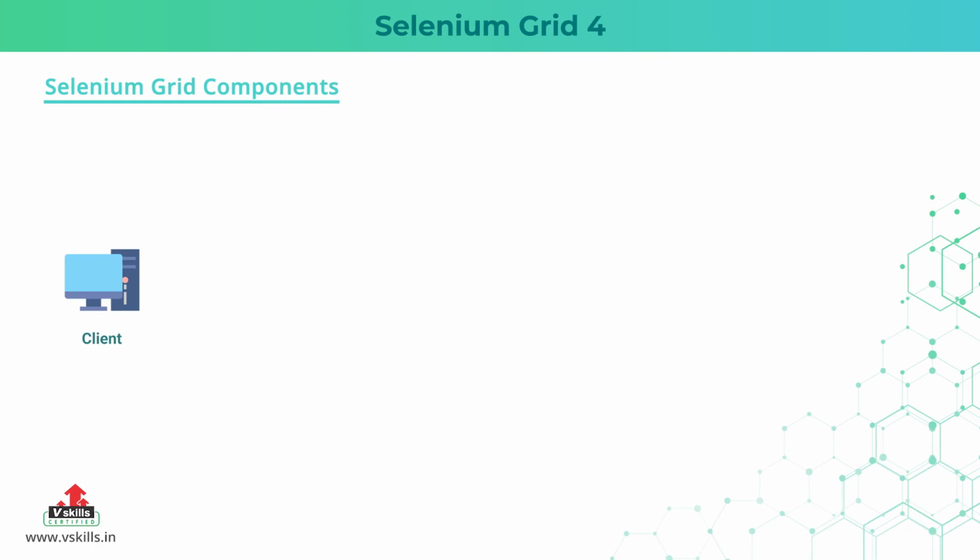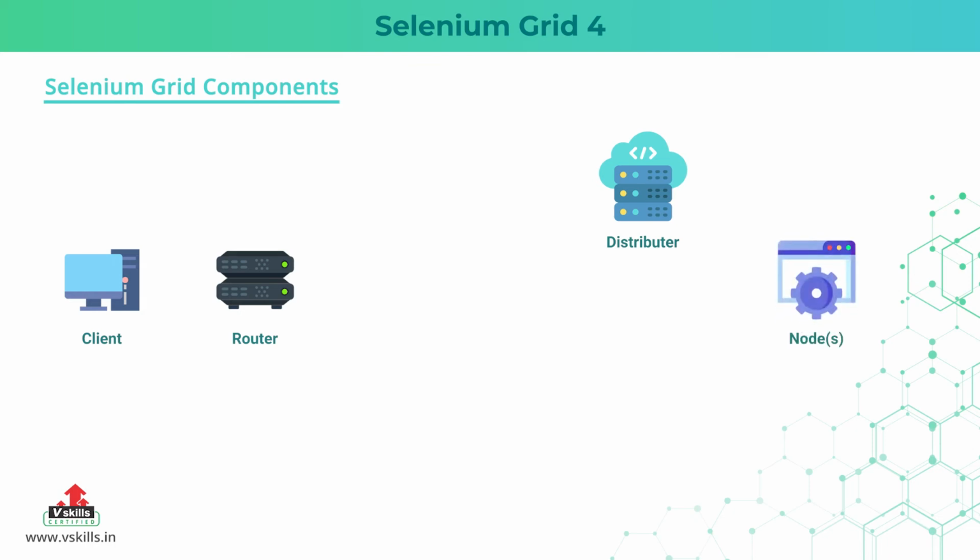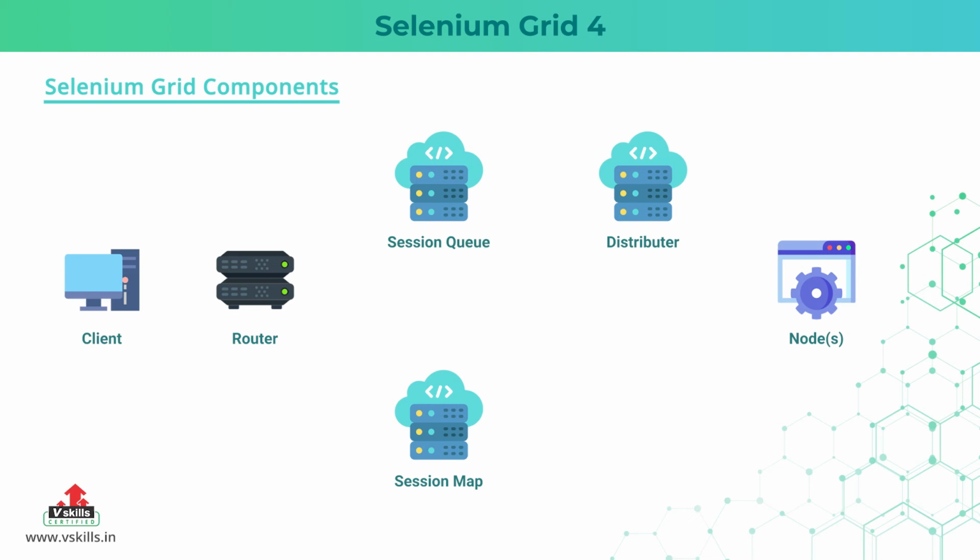The various components of Selenium Grid are: 1. Router, 2. Distributor, 3. Node, 4. Session map, 5. New session queue, and 6. Event bus. Let's discuss them one by one.